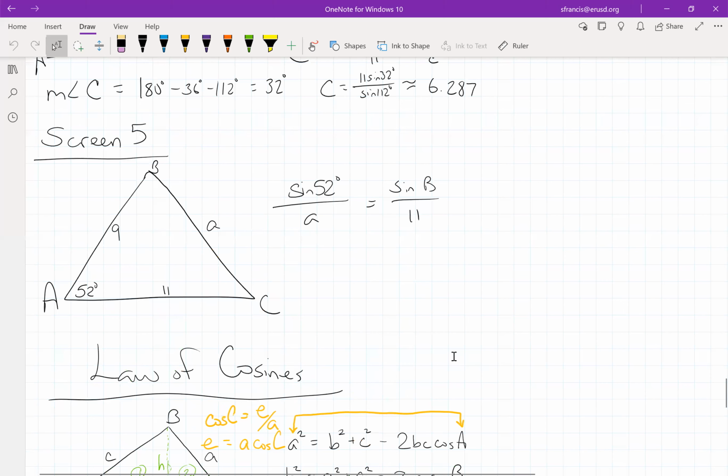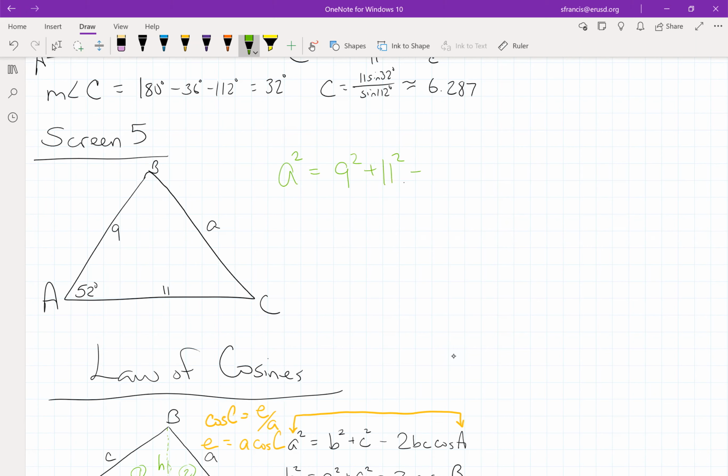All right, let me start to set this up here. I'm going to get rid of this work that I did earlier that didn't help us out. It is actually helpful later on in the problem. There's a little hint. So I want to figure out side A. I know these two sides here and the angle between them. So A squared is going to be equal to 9 squared plus 11 squared minus 2 times 9 times 11 times the cosine of 52 degrees.